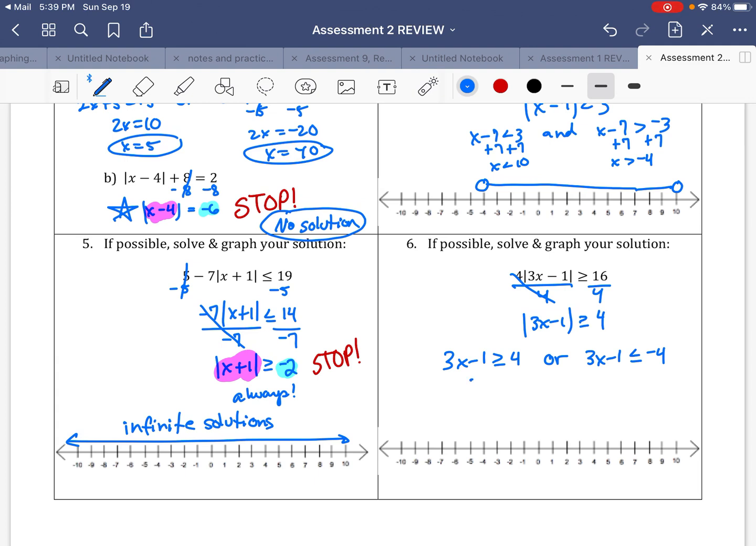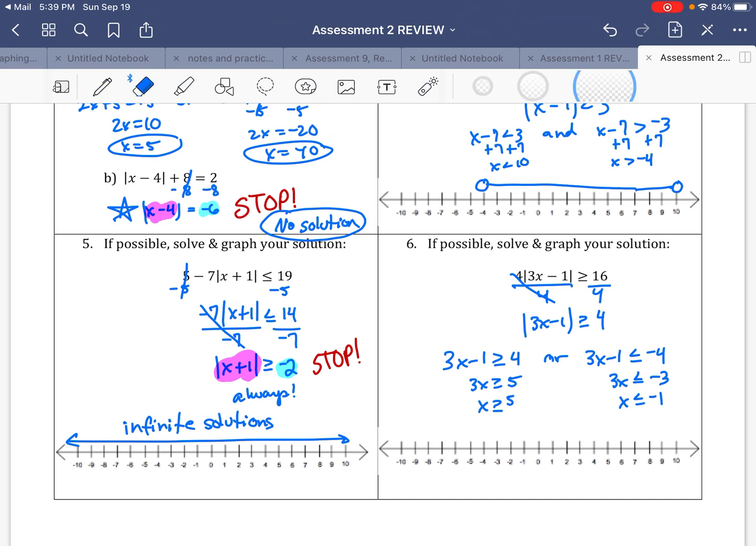So add 1. So I have 3x is greater than or equal to 5. Divide by 3. So I get 5/3. Over here, when I add 1 to negative 4, I get negative 3. When I divide by 3, I get less than or equal to negative 1. All right, now 5/3, that's 2, I'm sorry, not 2.